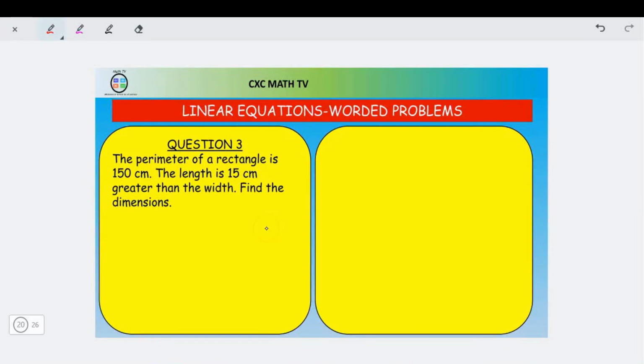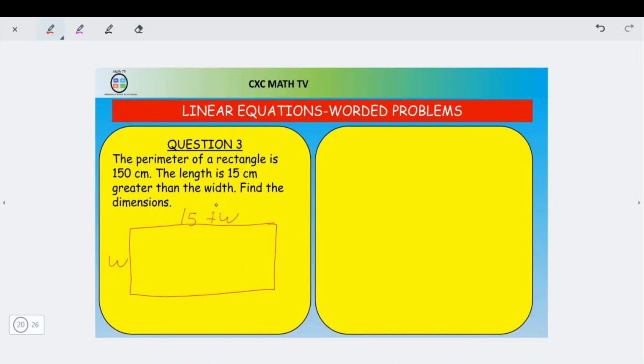Alright, please make sure you have paused and done this question. So first I'm going to draw a rectangle. What do we know about the rectangle? The perimeter is 150 and the length is 15 centimeters greater than the width. So if the width is W, the length is 15 plus W.